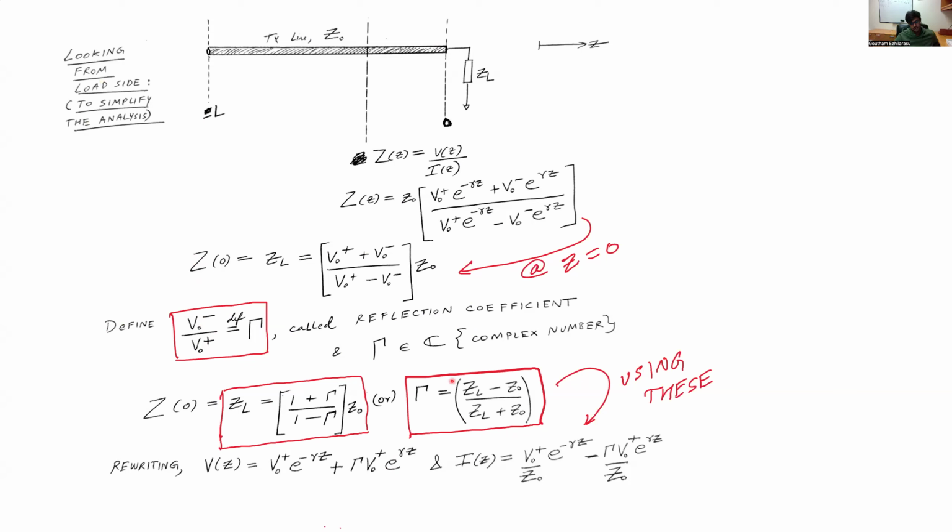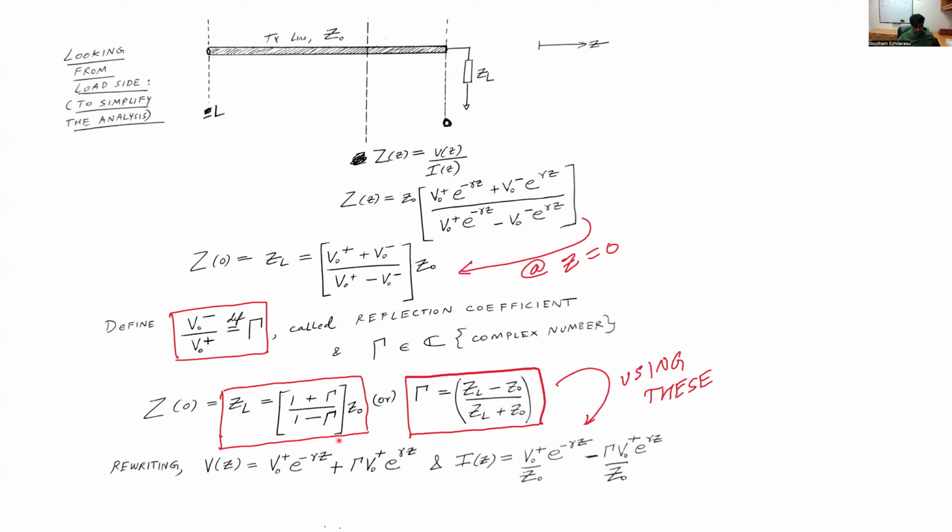And so, if the load impedance ZL is different from the characteristic impedance of the transmission line Z naught, then this gamma is a non-zero quantity. Therefore, you are going to have some backward traveling wave for a given forward traveling wave, which means that the wave has actually reflected from the ZL Z naught interface. And here you see how this is mathematically represented.